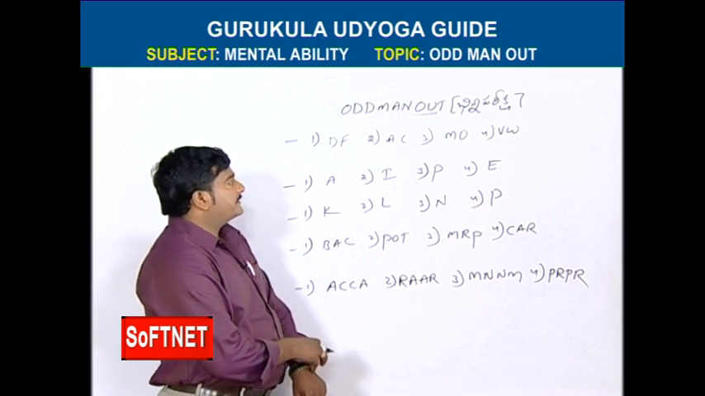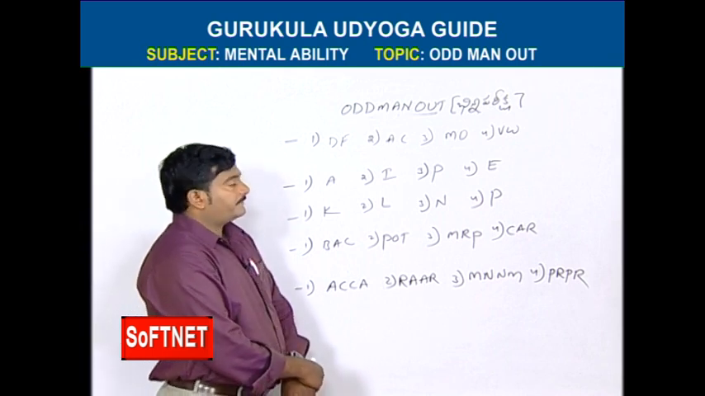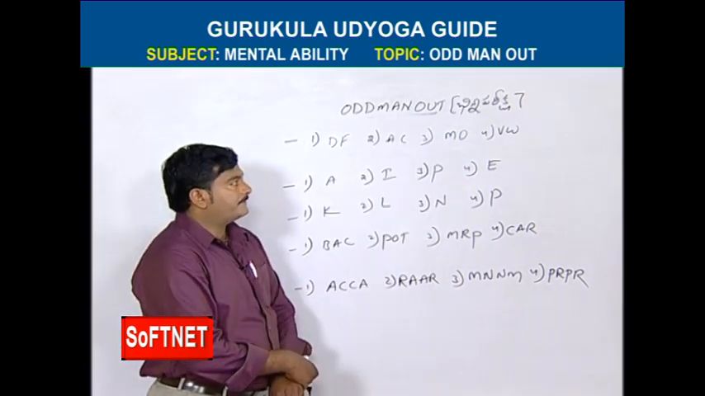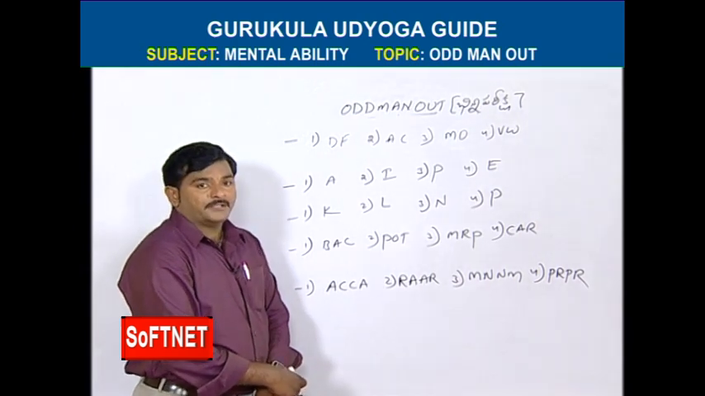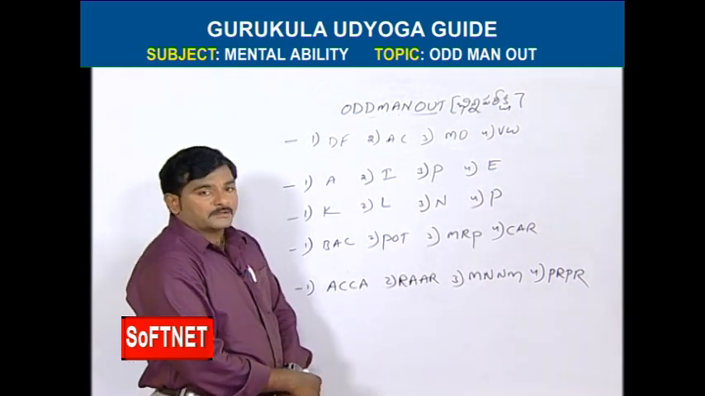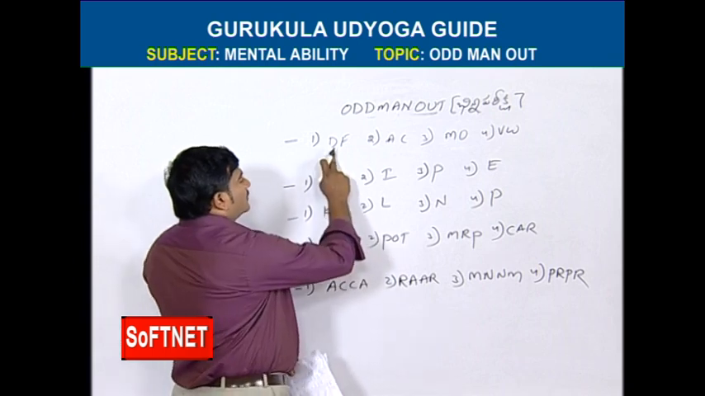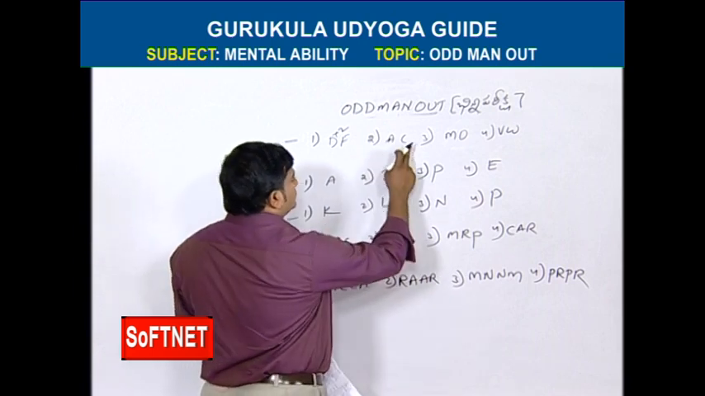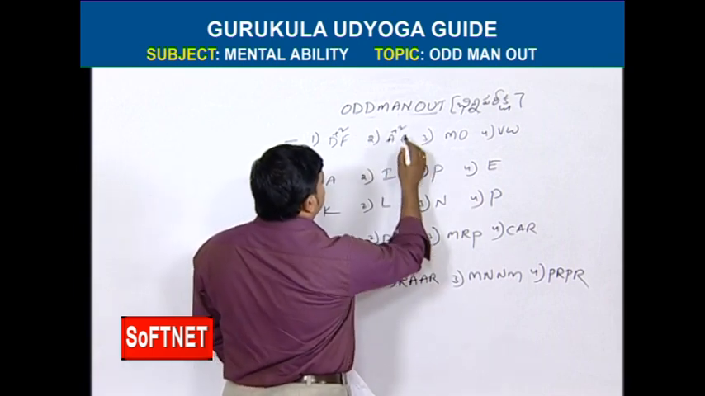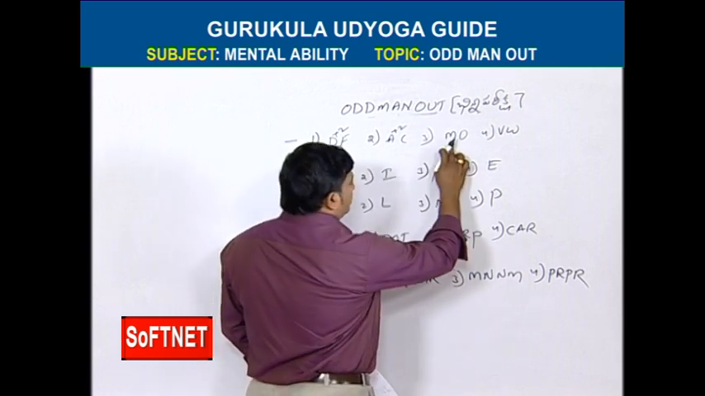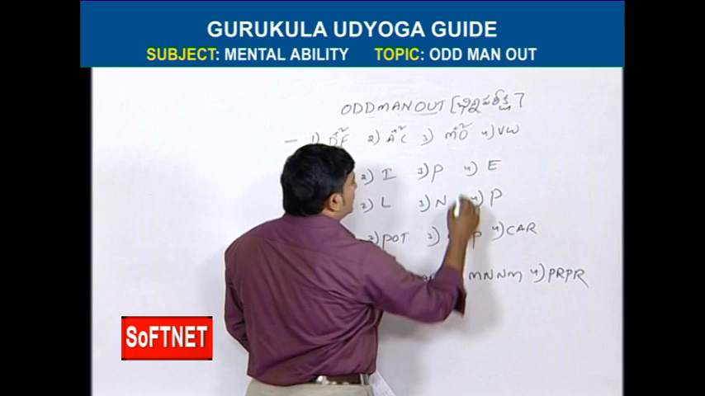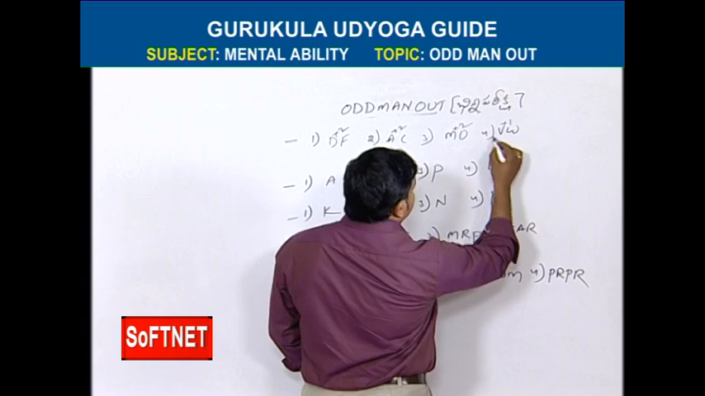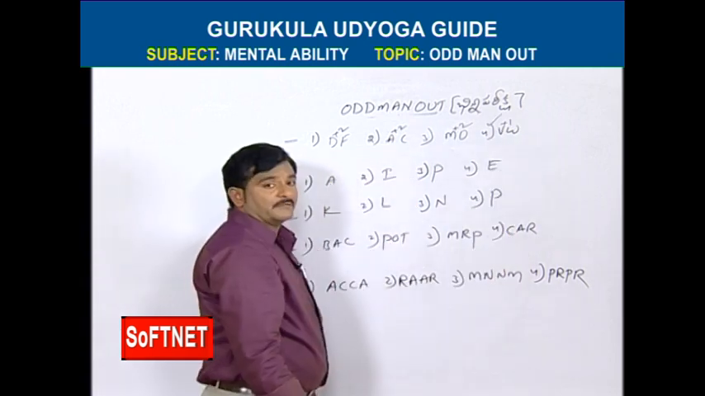Let's observe the first question. DF, first option. Second option AC. Third option MO. Fourth option VW. What you observed: D means 4, F means 6. Difference how much is there? Plus 2. A means 1, C means 3. Difference? Plus 2. M means 13, O means 15. Difference? Plus 2. So V means 22, W means 21. Difference? Only 1.